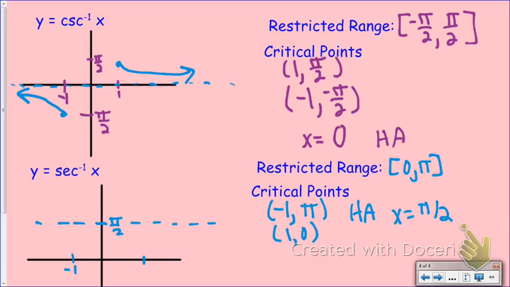And then let me plot those other points. So I know that the cosine of 0 is 1, so that means that the secant of 0 is also going to be 1. So this graph is going to have a point down here, and my graph is going to go towards my asymptote. Then I know that the secant of pi is negative 1, so that means that negative 1, pi is also going to be a point, and it's going to go towards my asymptote. So that's what my secant inverse graph looks like.